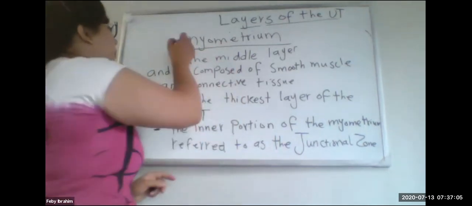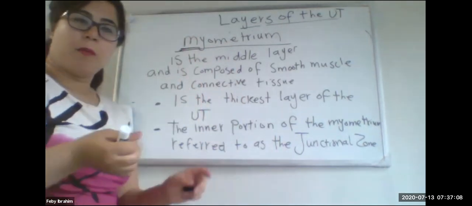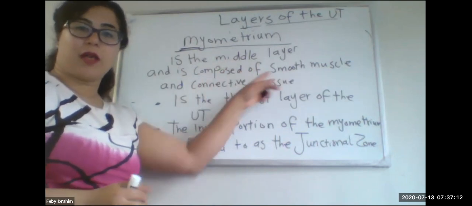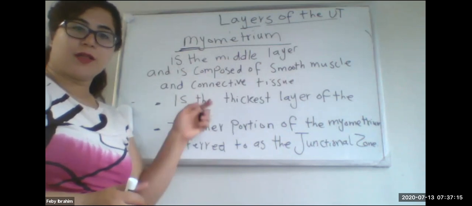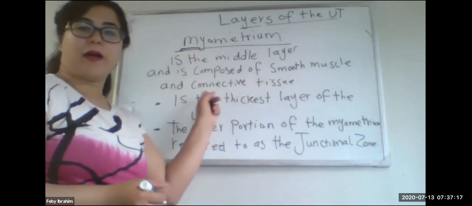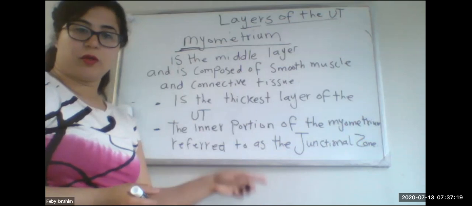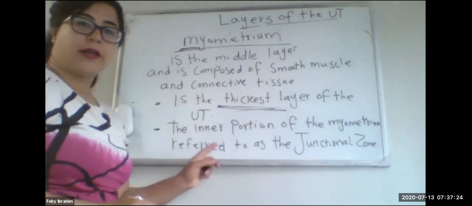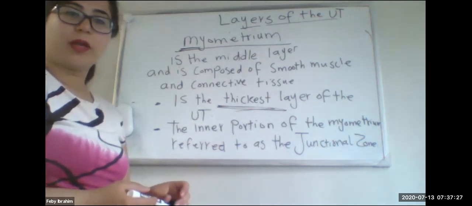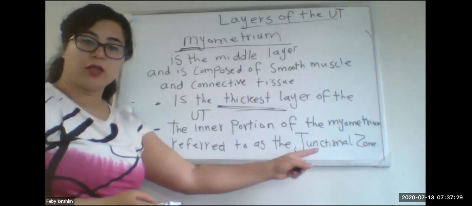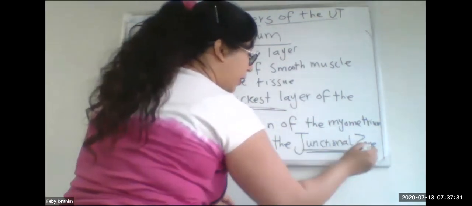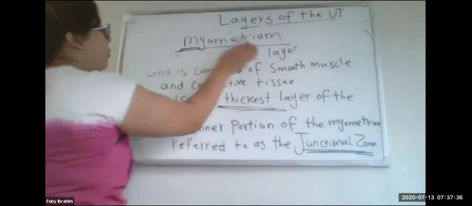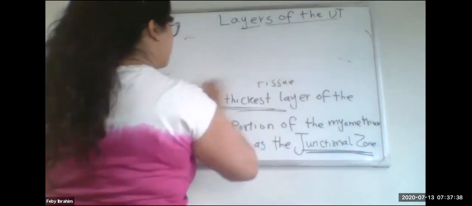Myometrium, MM. This one is the muscular layer, and it's the middle layer. This one is composed of smooth muscle tissue and connective tissue. This is the thickest layer of the uterus. And the inner portion of the myometrium is called the junctional zone. And I'm gonna try to draw this one for you.